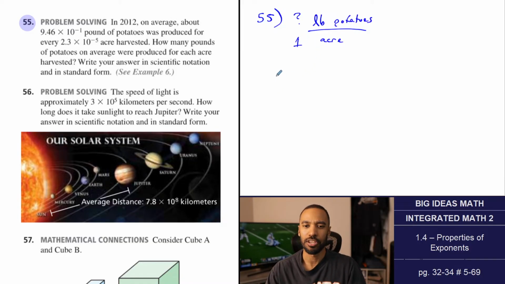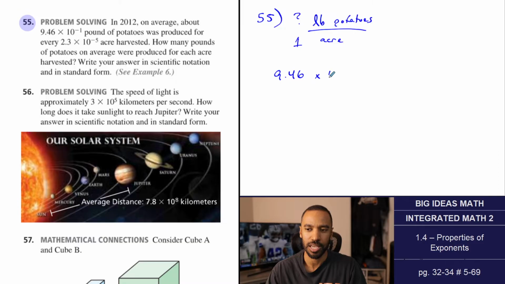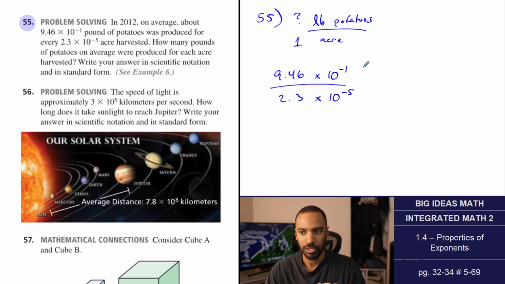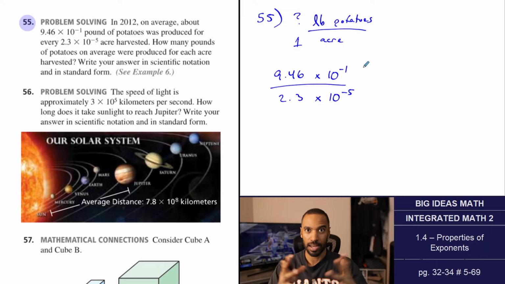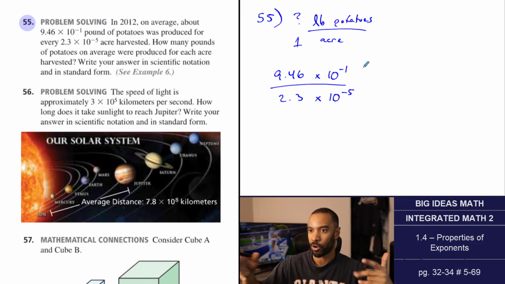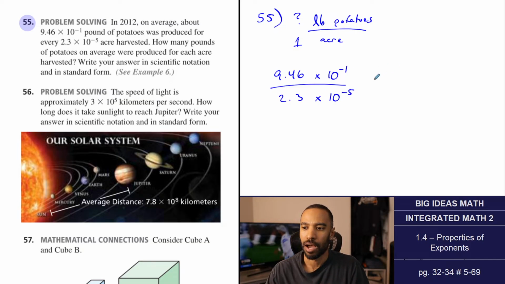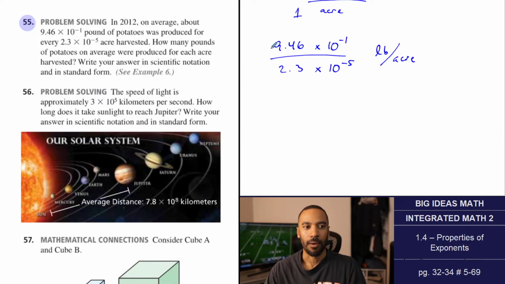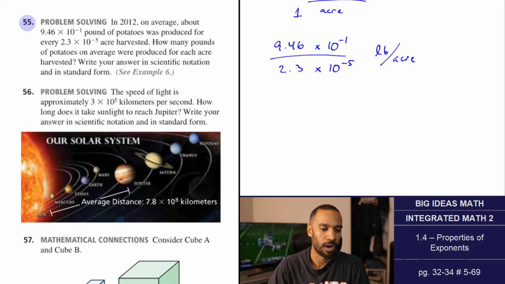So let's write out the division of this one, 9.46 times 10 to the negative first pounds of potatoes divided by 2.3 times 10 to the negative fifth acres. And as long as we do the division and write it as a quotient with no fraction, then that's per 1 acre. That'll be fine. So that'll be pounds per acre. So let's just go ahead and do that division. Now, I don't know this division. This is one where I will use the calculator, and I have no reason to believe that I should know it. 9.46 divided by 2.3.